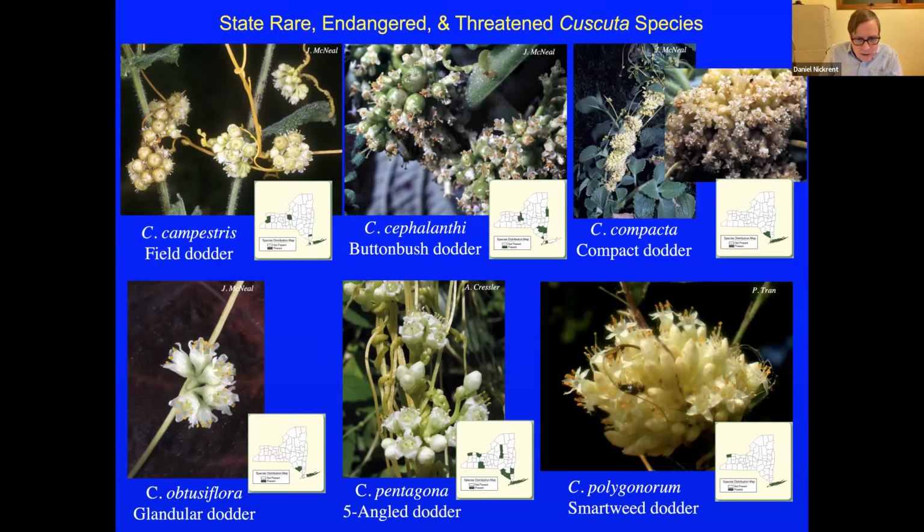Obtusiflora, glandular dodder, pentagona, and polygonorum. Yes, it probably parasitized the Polygonum originally, but most of these things have broader host ranges than that. A guy named Joe Neal in Pennsylvania grew a lot of these in the greenhouse, so I'm crediting the photos to him, and he cultivated them on coleus and all kinds of different exotic hosts. All right, so that's dodder. That's our first common parasite, and sometimes not so common for the state of New York.